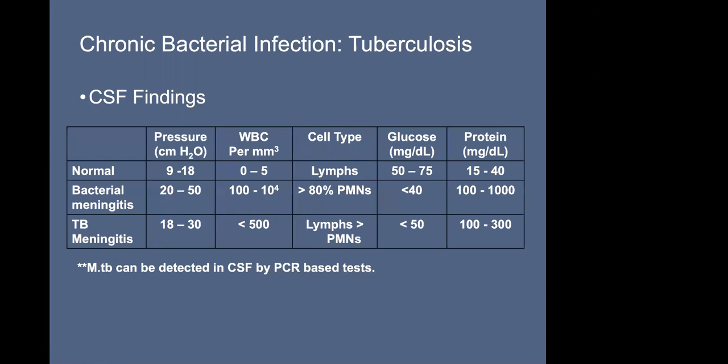CSF again can play a role to diagnose. Unlike the acute bacterial meningitis, the pressure is increased, but the leukocyte count is not greatly increased, and they are mostly lymphocytes, not neutrophils. Glucose is reduced, but not as much as in the bacterial meningitis.